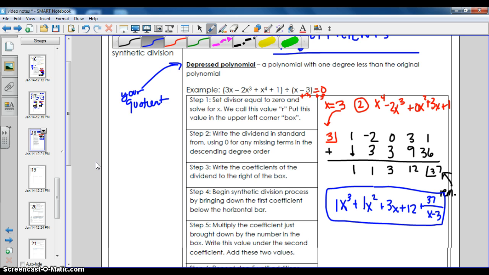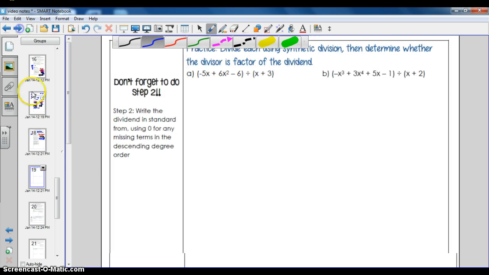All right, so let's take a look at another one. And it follows that same pattern. So this is a lot easier than long division, isn't it? All right, so remember, step 1, set this equal to 0 and solve. So x is going to be negative 3, so that's what's in our box. Okay, next, don't forget step 2, write it in standard form, but use zeros for any missing terms that are there.